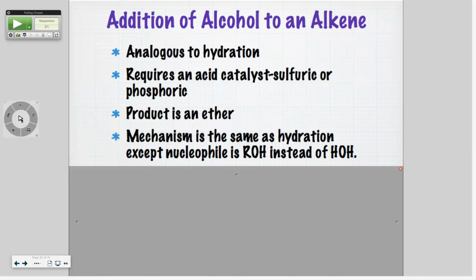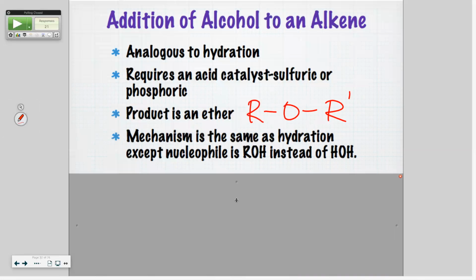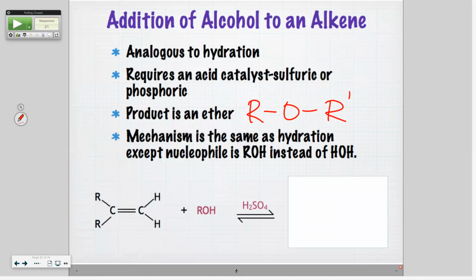Remember what an ether is? ROR. So instead of having ROH, you're going to have whatever that alkyl group is on your molecule. All right, so here is our alkene. We're adding an alcohol with an acid.